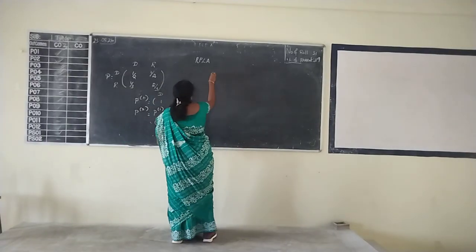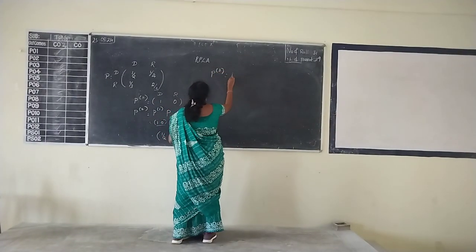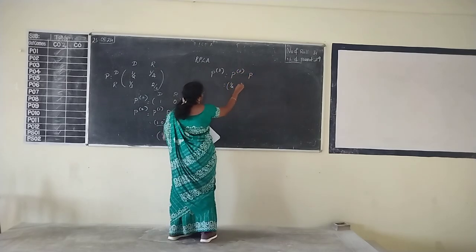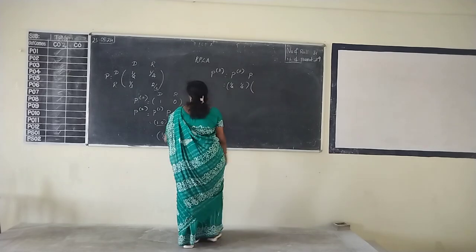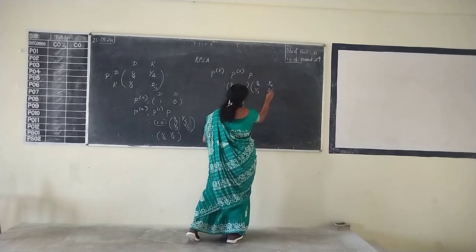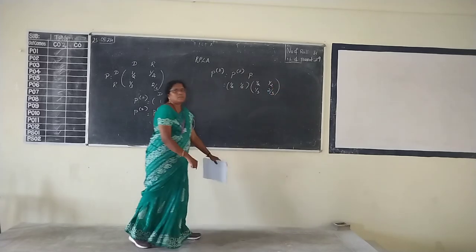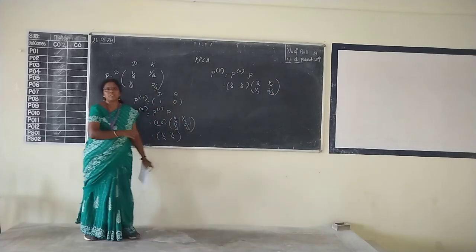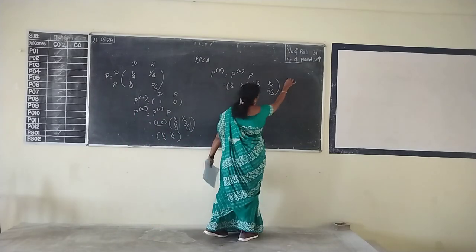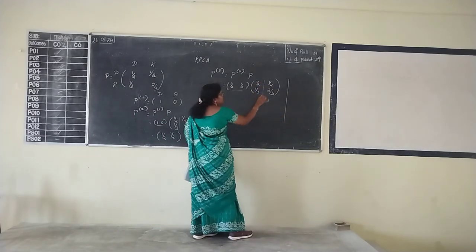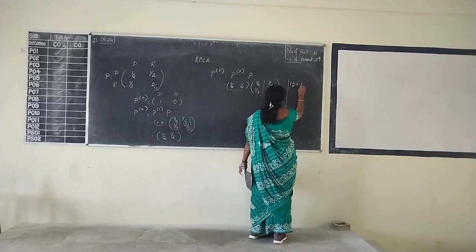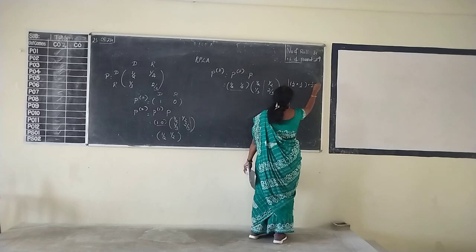So what is going to happen on the third day? P3 will be equal to P2 into P. P2 is 1 by 2, 1 by 2, into P, which is 1 by 2, 1 by 2, 1 by 3, 2 by 3. There it was 0, so it was easy for you. Here do the calculation correctly. First row into first column: 1 by 2 into 1 by 2 plus 1 by 2 into 1 by 3.